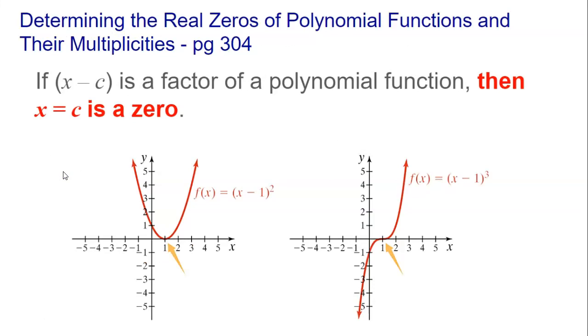So now if we look at page 304, we begin to talk about factors of polynomial functions, and then eventually what a multiplicity is. So in this particular section, determining the real zeros of polynomial functions and their multiplicities. We should know that if x minus c is a factor, so here in my little images down here, if x minus 1 is a factor, then x equals c is a 0. Basically that just means if you have the factored form of a polynomial function, then this is the 0 of that function when you solve it.